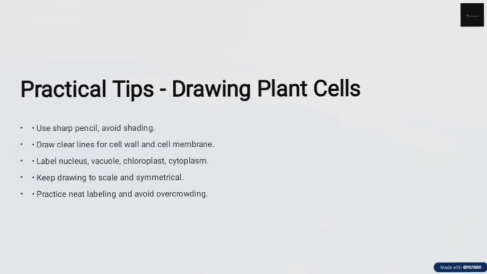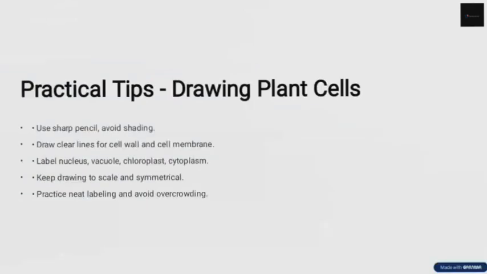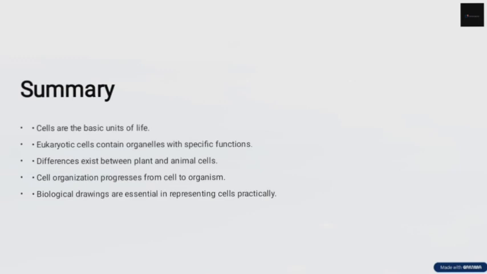If needed, you can draw according to scale. And then practice neat labeling. If you look at this labeling, they are very neat and they are not overcrowded. Also, use a round or oval shape to represent cell boundaries. Draw your nucleus central. Your nucleus will be at the center. Label every other organelle. So that's just the tips for drawing. So in summary, cells are the basic unit of life.